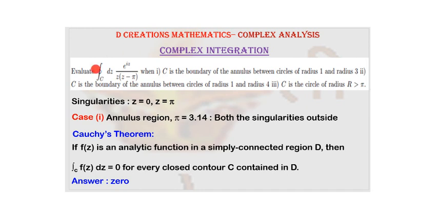Now, when you look at the integrand, you can understand that the possible singularities will be at z is equal to 0 and z is equal to pi. Now, let us consider the three cases.